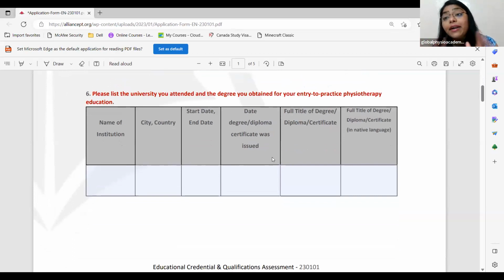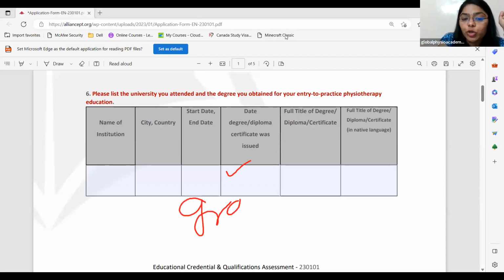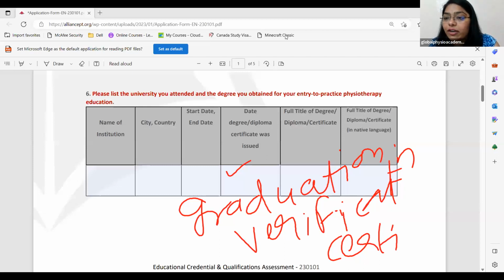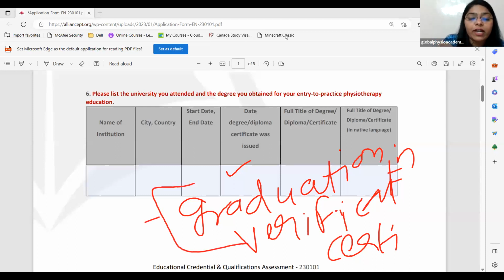Now some students are done with their internship, but they may not have received the degree certificate. So that type of student is also present. They can start their credential even though they have not received their degree certificate. Here you have to say it is in process, but along with that, you need to fill in the graduation verification certificate. This certificate is optional. If you have the degree certificate, there is no need. If you don't have the degree certificate, the graduation verification certificate must be filled by the college.